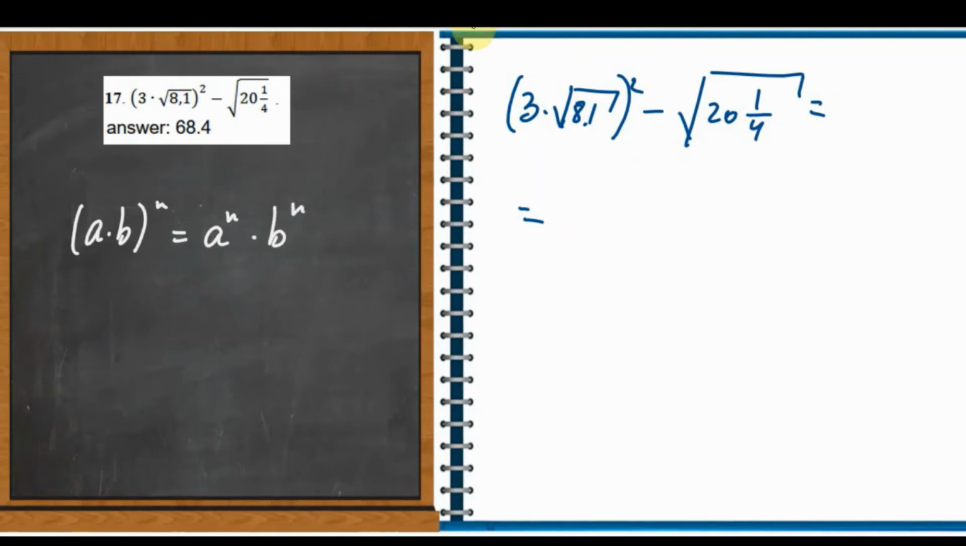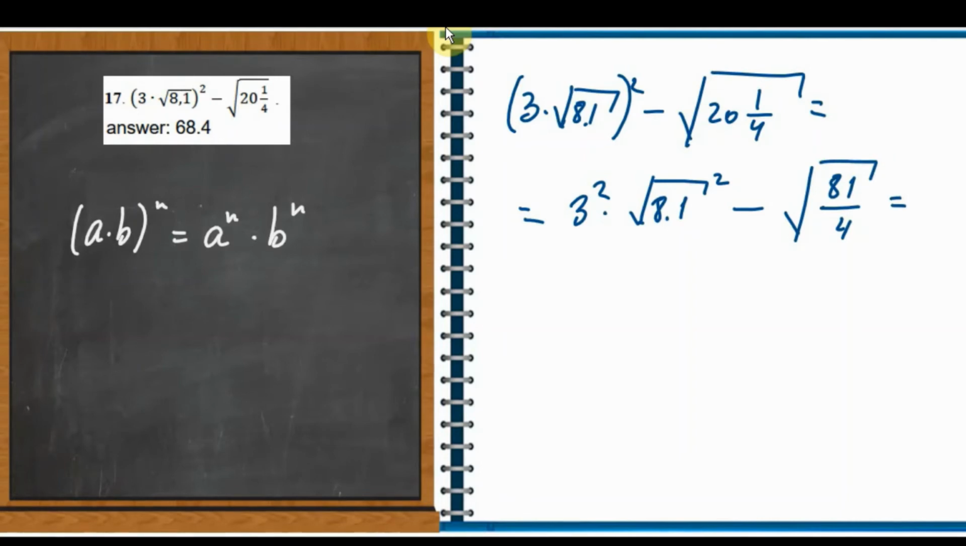So let's do the same with the first term. It will be 3 squared multiplied by square root of 8.1 squared, subtract. Let's convert the mixed number into an improper fraction. 4 will be the same. 20 times 4 is 80, plus 1 is 81. Now, let's remind ourselves of the property of roots: if we have one common root, we can separate it between numerator and denominator.